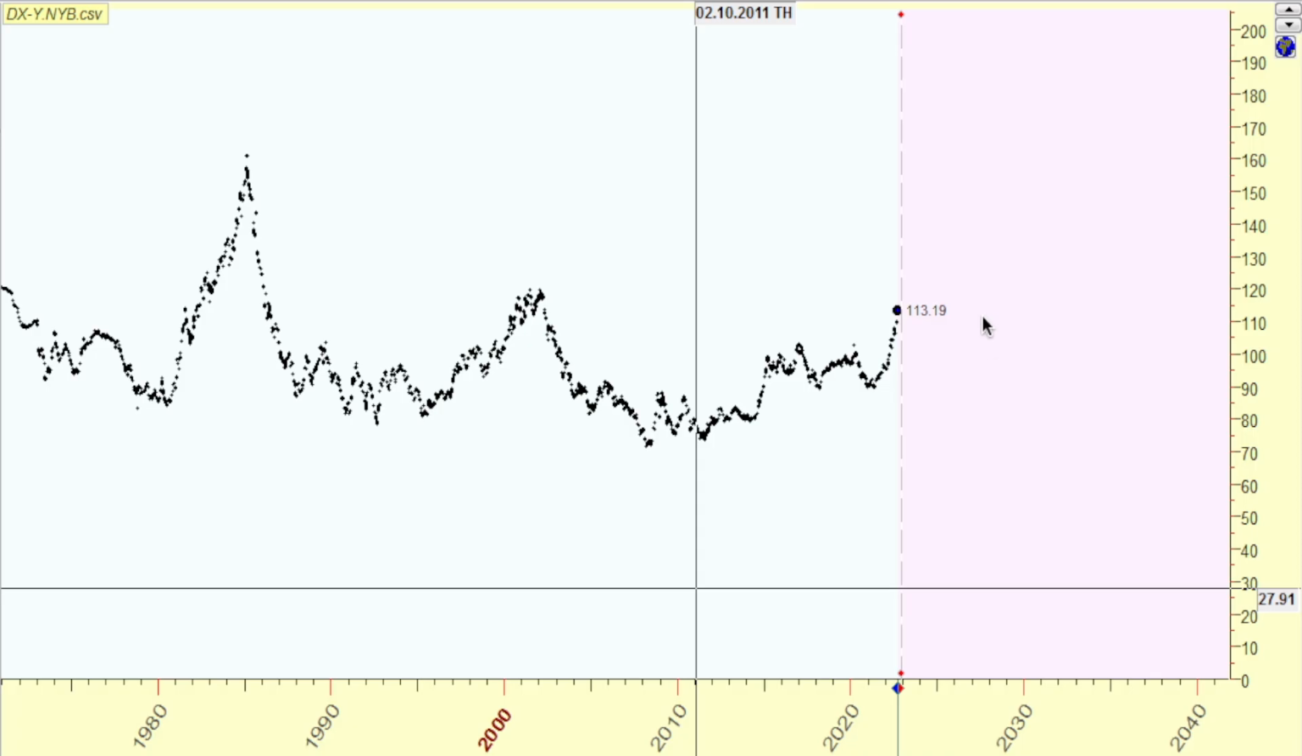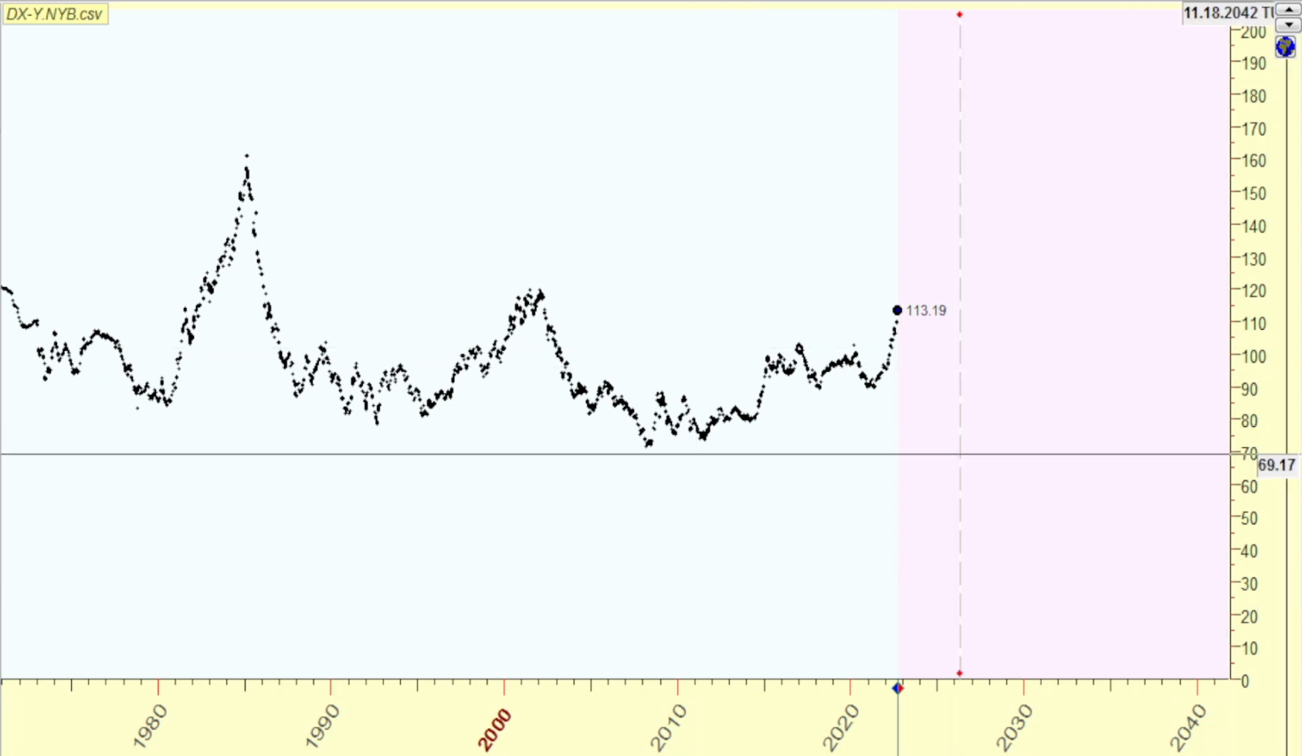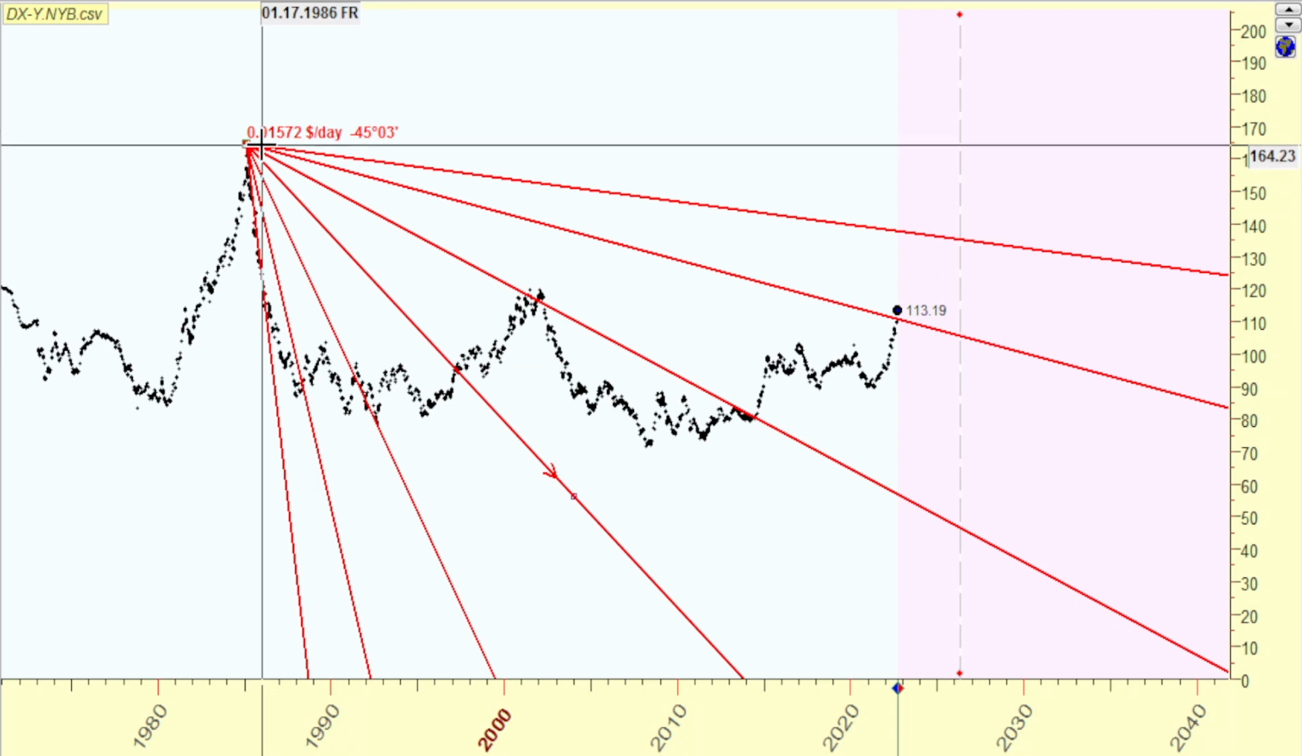Okay, so this is the last clip of the presentation that I wanted to show you on the dollar. We'll start out with some of Gann's technique using the Gann fan. You can see, taking this high, this high is around 163, around there. This data is not the best data.